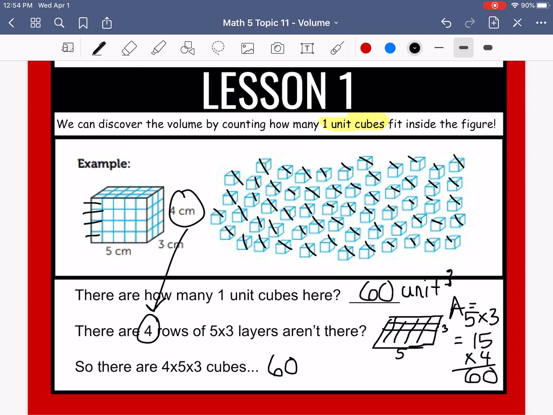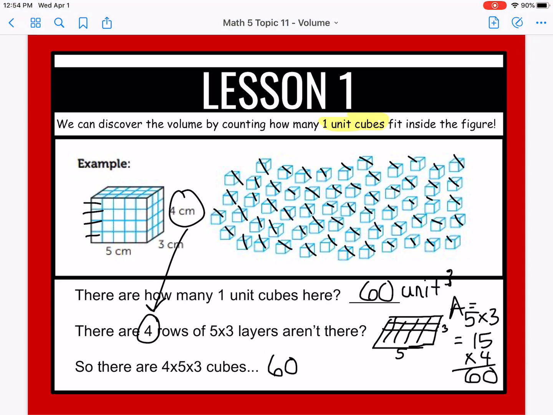So it looks like we don't actually have to count the little blocks. It looks like we could actually maybe do what? All right, let's see.